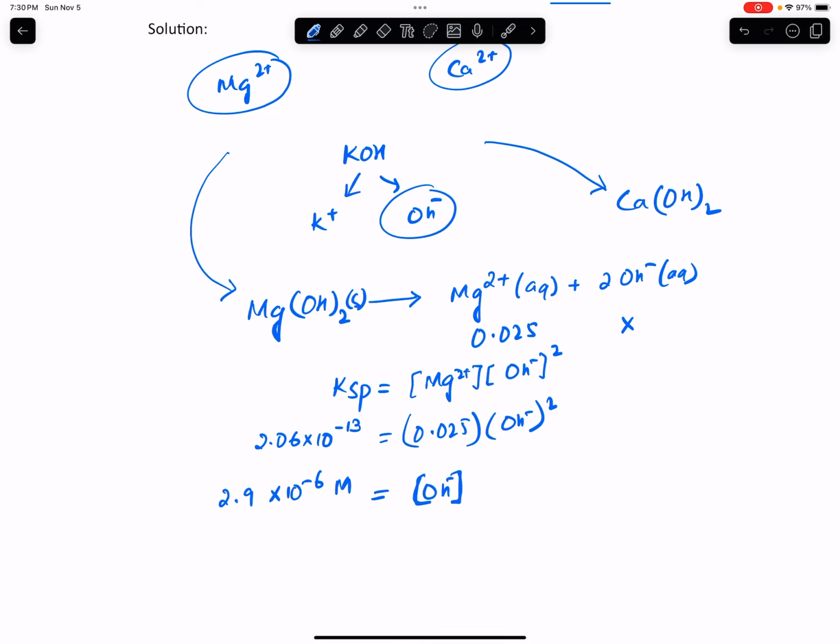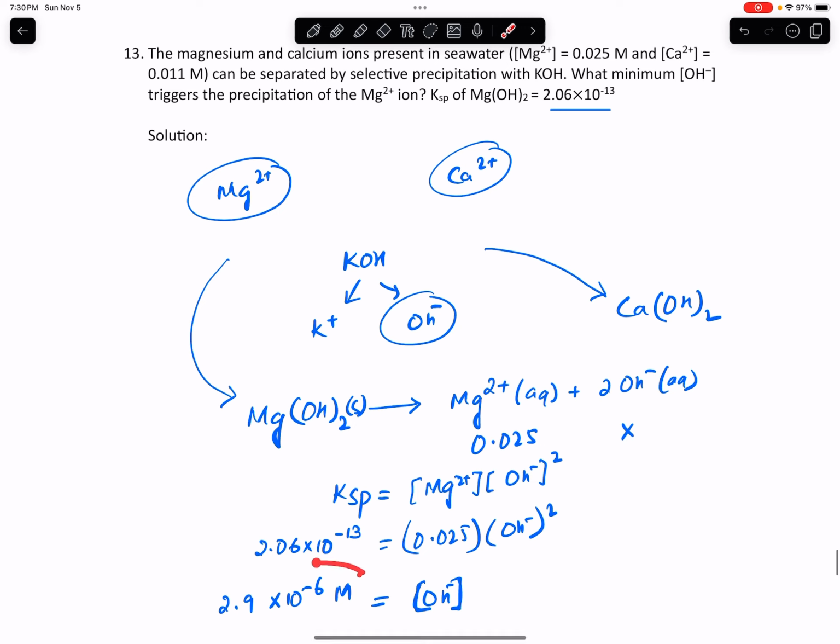And that's it. That is literally the minimum amount of OH minus needed to precipitate Mg(OH)2, because that is the amount you need to get to the value of KSP. Anything over this amount is going to end up forming a precipitate. So that is the minimum amount needed.